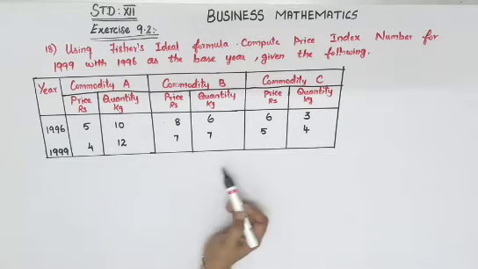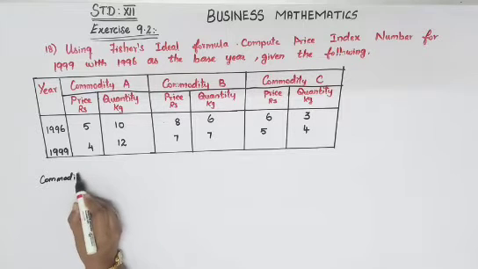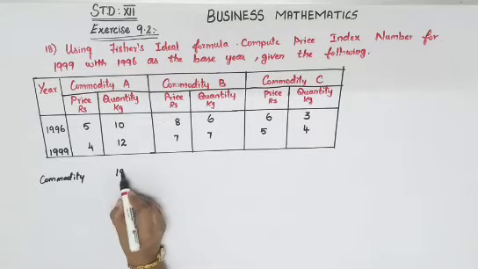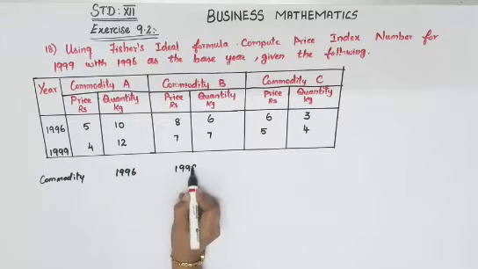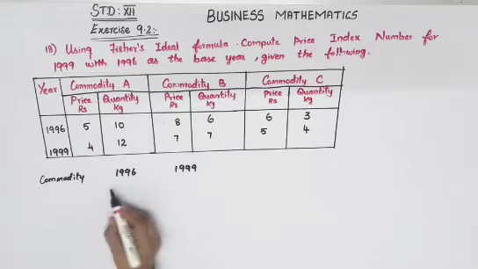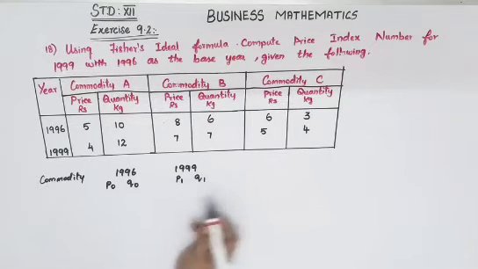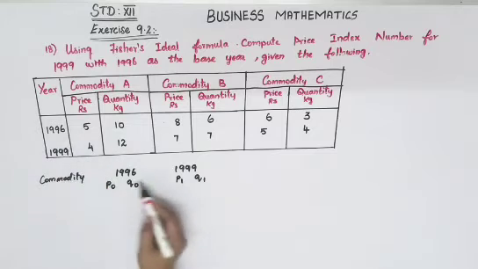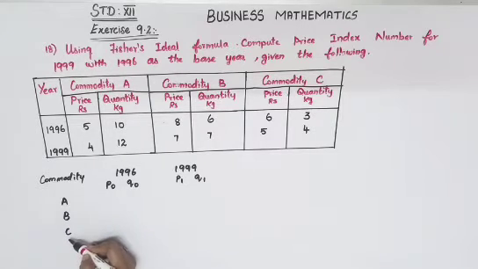So we'll have to rewrite the question first, then proceed. We'll take the commodity here, then your base year, that is 1996, and your current year is 1999. So we'll write the values. Here for the base year P0, Q0 will be there, and here P1, Q1 will be there. Then the commodities A, B, C. So three commodities, we'll take it vertically.